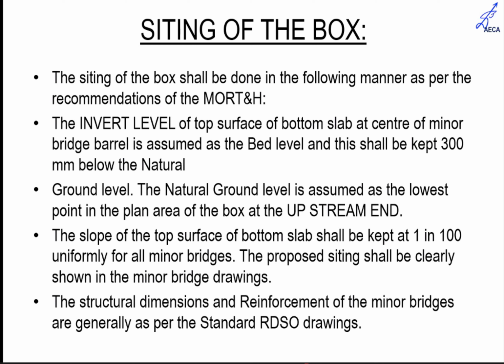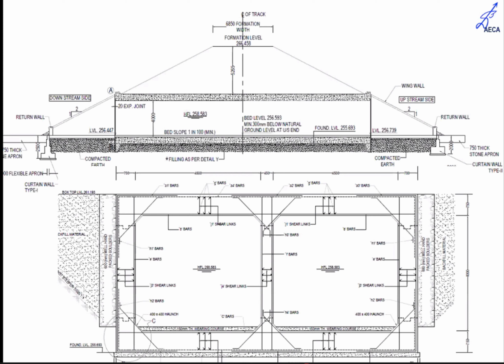The slope of the top surface of the bottom slab is generally kept at 1 in 100, uniformly for all minor bridges. Once the openings are found to be adequate, the structural dimensions and the reinforcements of these bridges are generally taken as per the standard RDSO drawings. So this is the layout of this minor bridge, with 2 cells and a barrel length which, depending on the formation level, came to around 30 meters.